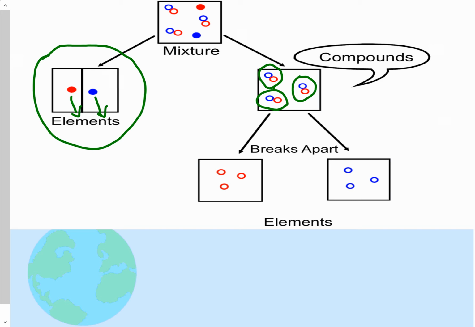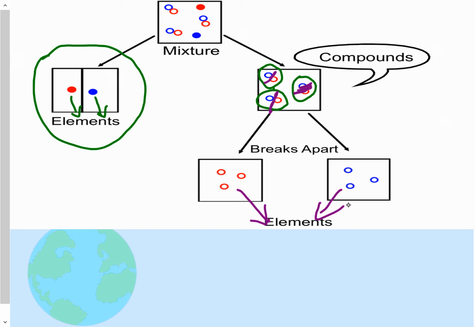If I even break that compound apart, so let's say I'm going to break this compound apart, and this one apart as well, then obviously I'm going to get, in a box, red circles, and in a separate box, I will get blue circles. Those two are different type of elements.